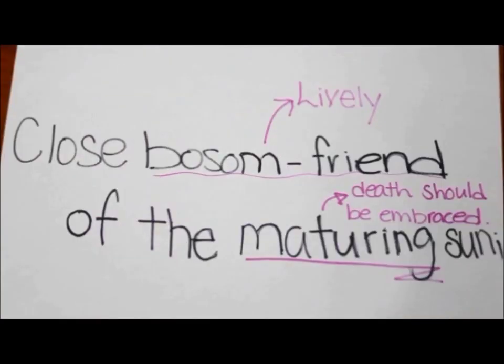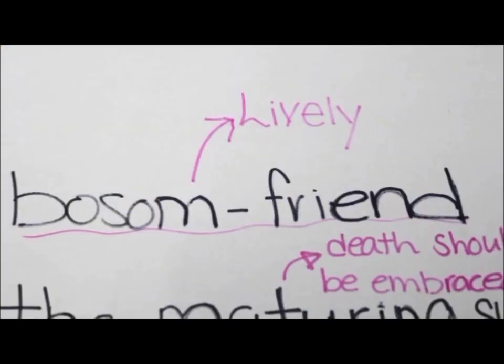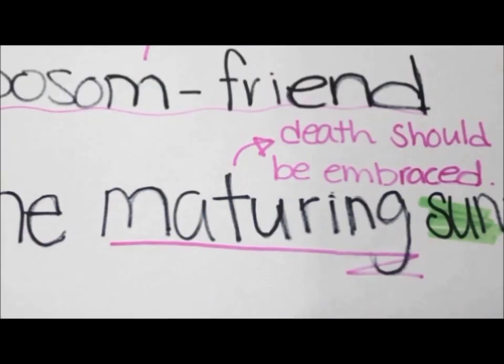Now let's take a look at the second line, close bosom friend of the maturing sun. It is unconventional for John Keats to describe autumn as a pleasant season, since autumn is usually described as being gloomy, lonely, and depressing. And it is always related to death, which is the very end of one's life. However, John Keats describes autumn as being the sun's close friend. Sun often suggests something lively and zestful.